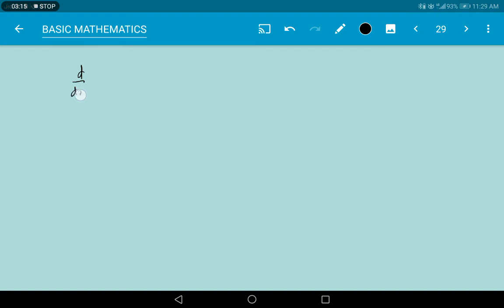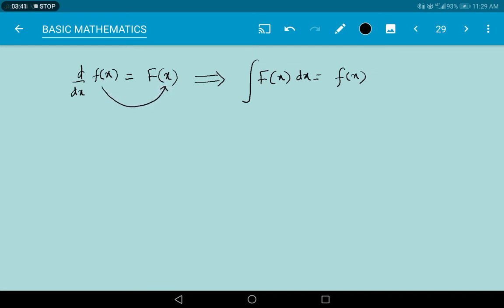So d by dx of f of x is equal to capital F of x. Now the integral or integration of capital F of x dx is equal to f of x. So f of x to capital F of x, capital F of x to f of x. So this is the derivative and this is integration. So let us see some formulas related to integration.